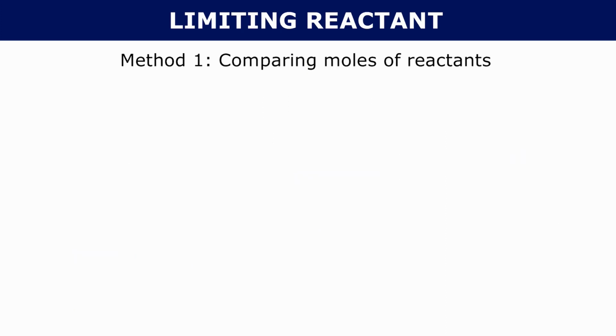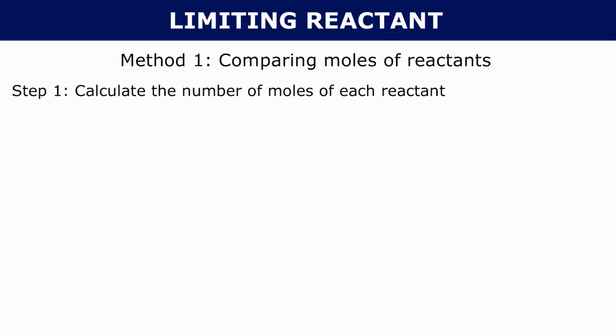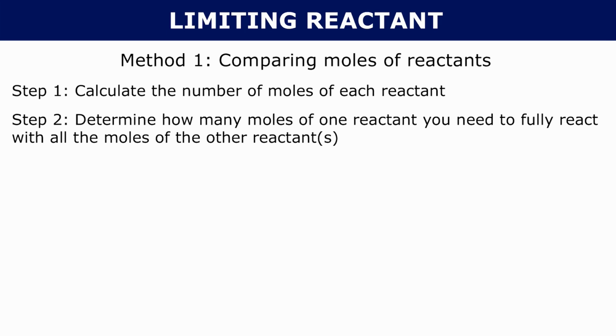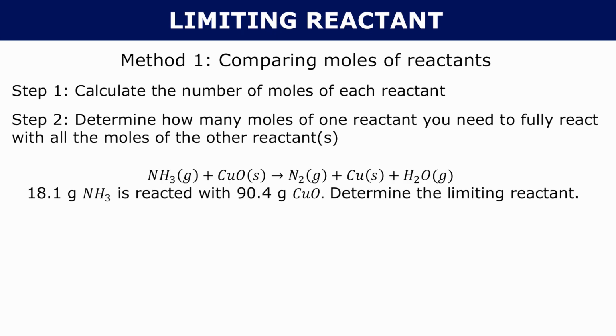The first method is going to be comparing the moles of reactants. So with this method, the first step is to calculate the number of moles of each reactant, and the second step is to determine how many moles of one reactant you need to fully react with all the moles of the other reactants. Now, this doesn't really make sense until you do a problem. So let's look at this problem.